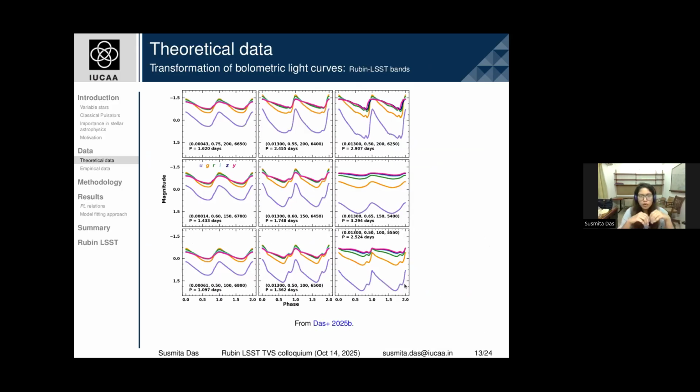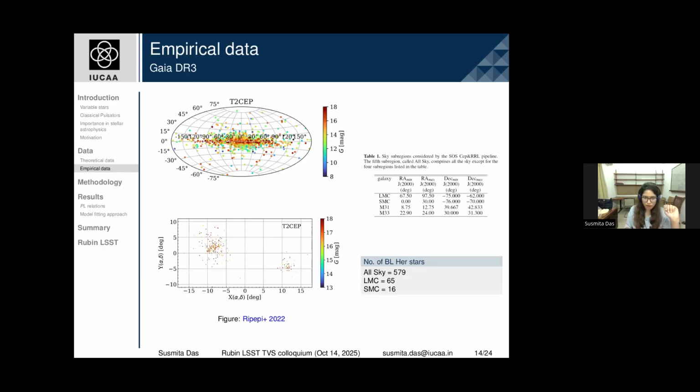Finally, in our most recent study, for the first time, we provided theoretical light curves of BL Herculis stars in the Rubin-LSST bands. So we have a whole range of ugrizy passbands over a wide range of metallicity, mass, luminosity, and temperature. I have a quick slide here, which we will discuss in a bit when we are discussing the model fitting approach.